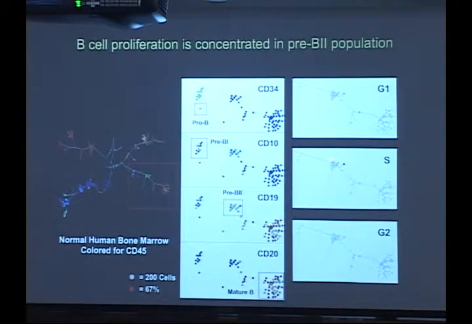Here in S, you can see that most of the S-phase cells are present in the pre-B2 population, which again correlates with what we know about when B cells grow, and really no S-phase cells in the mature B cells, and a similar pattern with G2. Interestingly, there are very few G2 cells. This was something that was a little bit of a surprise when we started doing the cell cycle analysis.